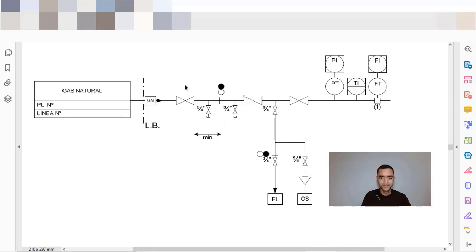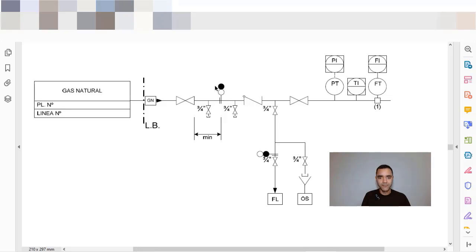Make sure that you always have an isolation valve as close as possible to the battery limit, because you want to avoid any chances of sending flammable gas or any kind of fluids to another person without permission. So this isolation valve is to prevent this kind of situation from happening.